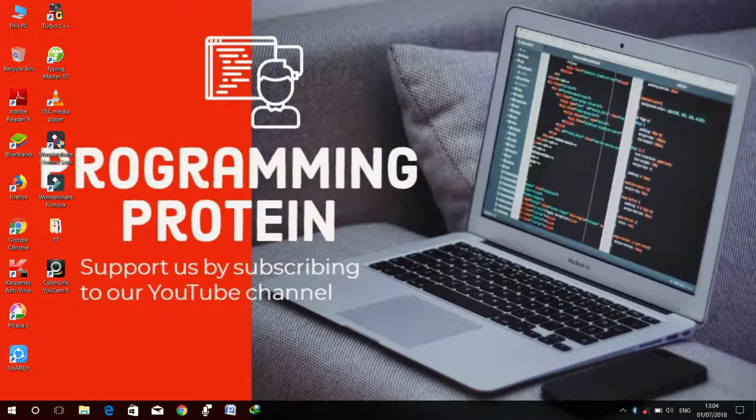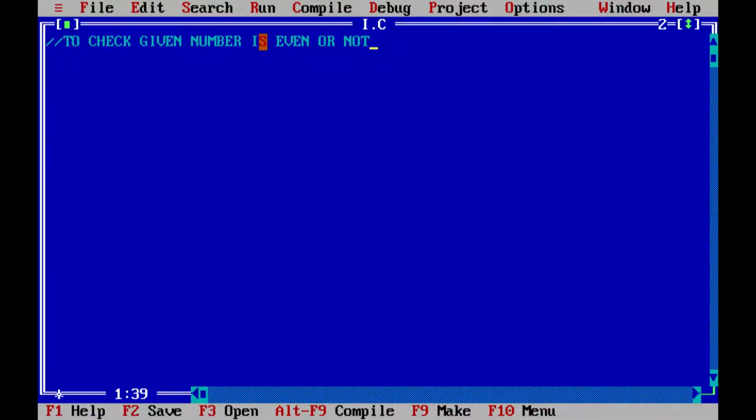Okay. So first of all, let's open our editor because it is the first step of execution. So let's open it. Click on start Turbo C and this is our compiler and this is our first question. The question is to check whether a given number is even or not. As we discussed this question in our algorithm video, this is a decision making question and has to be solved by the if-else concept.